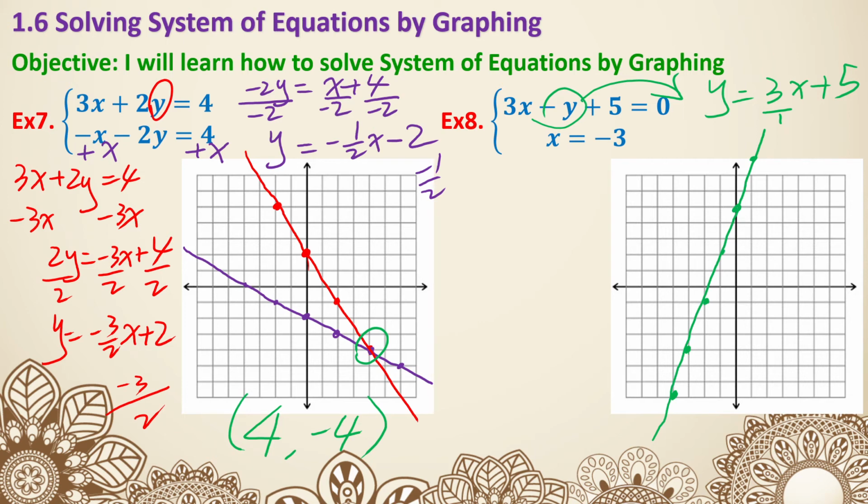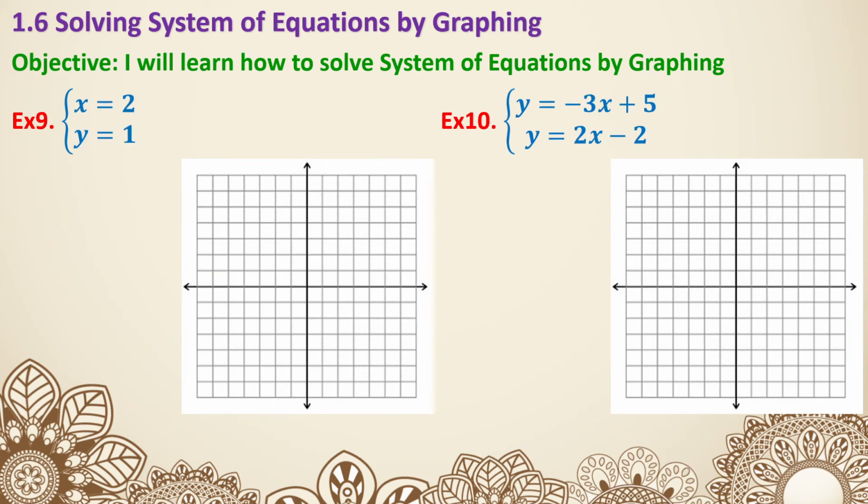For the other one, it's x equals, and in 1.5 we have reviewed if you only have one variable. If it's x equals, that means it is crossing the x-axis. If it's y equals, then it's crossing the y-axis. So in this case, it's crossing the x-axis at negative 3. Here's the point where they meet. That is going to be negative 3, comma, negative 4. That is the answer to number 8.